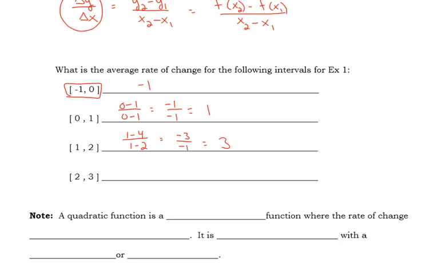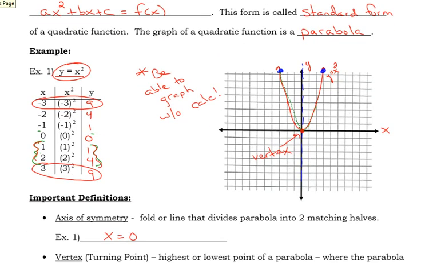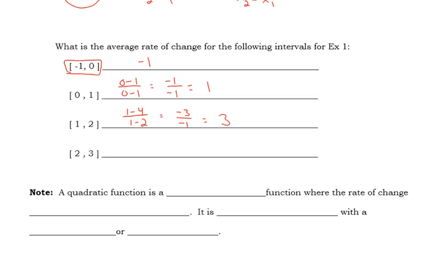And going from the interval from 2 to 3, again, I'm going to look at my table, and I'm going to look at the x's between 2 and 3. I want the change in y, which would be 4 minus 9, over the change in x, 2 minus 3. 4 minus 9 is negative 5. 2 minus 3 is negative 1. So the average rate of change between 2 and 3 on this function is 5.